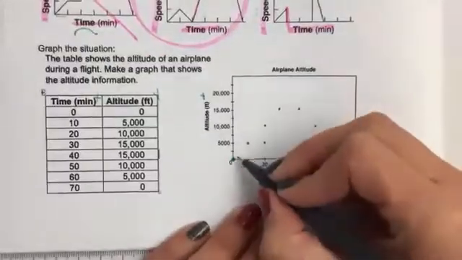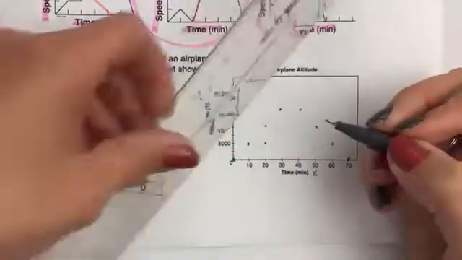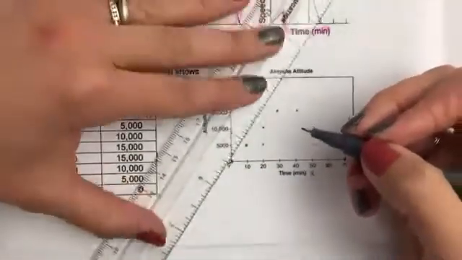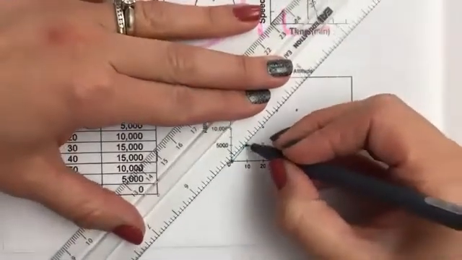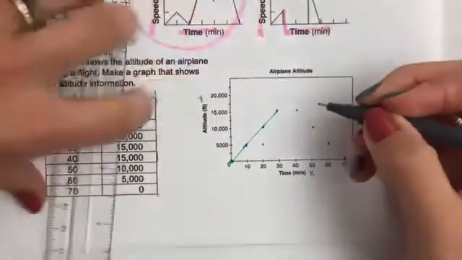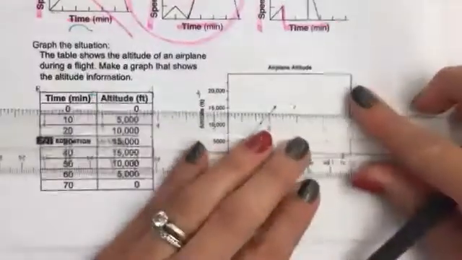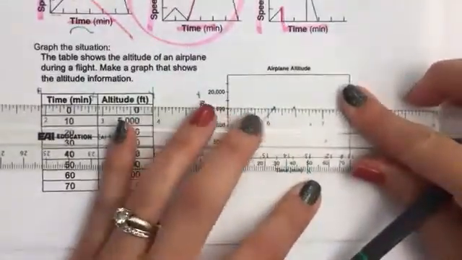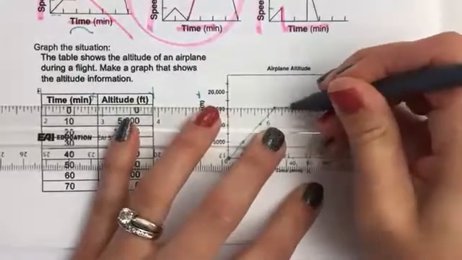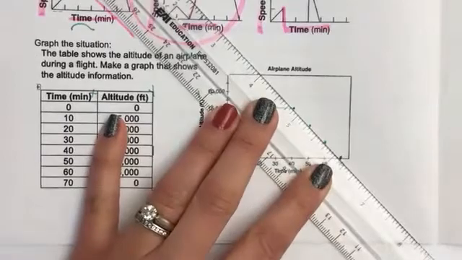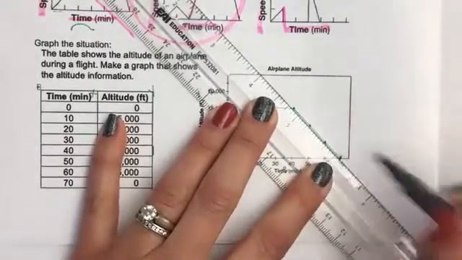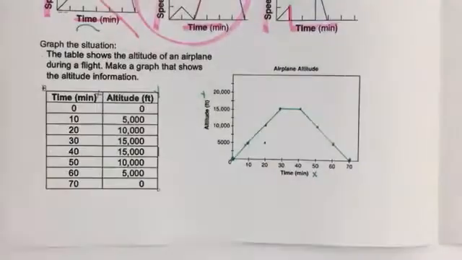So that means that if we were looking at the flight of this plane, it went up, and it went up, and it went up, and then it stayed at this elevation of 15,000 for a while. Was it 10 minutes? And then it came back down. So if this was your plane, it would have probably been a fairly smooth flight.